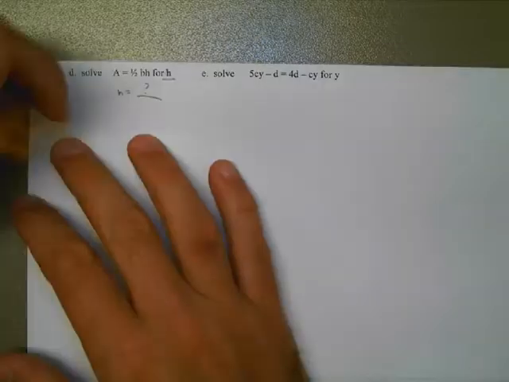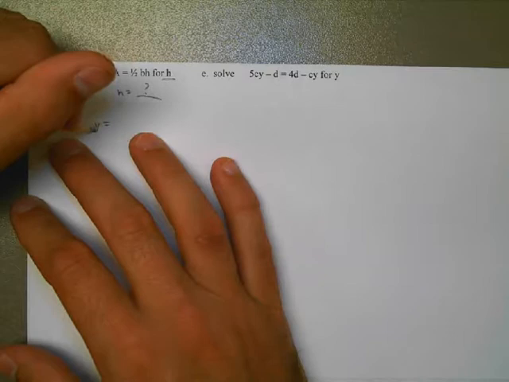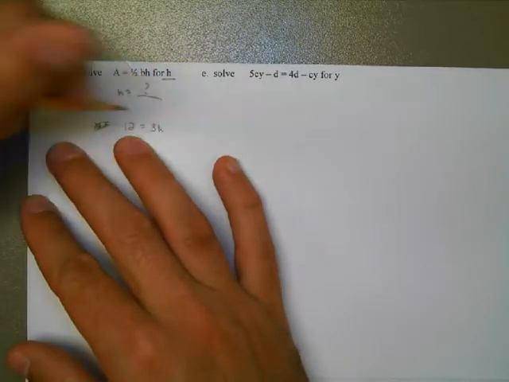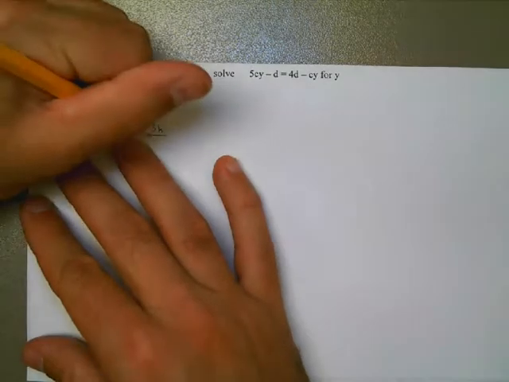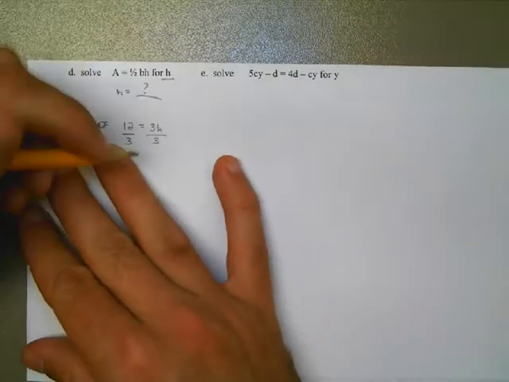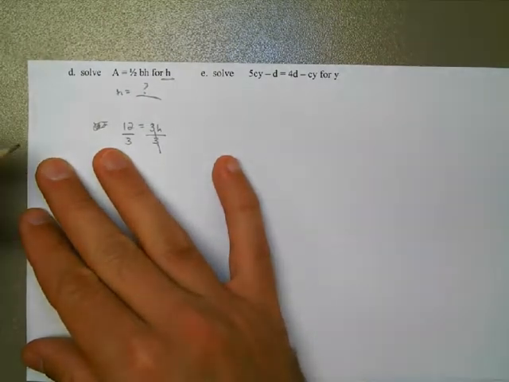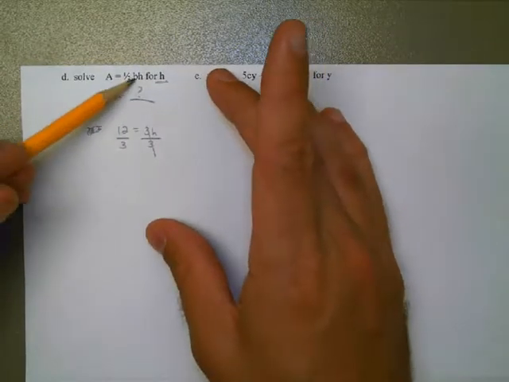Well, if I told you something like 12 is equal to 3h, you would say, well, I've got a multiplication problem going on there. I need to divide by 3 on both sides. And that'll tell me that h is equal to 4, 12/3, whatever. So we're going to take the same approach here. You would say, well, I've got some multiplication going on.